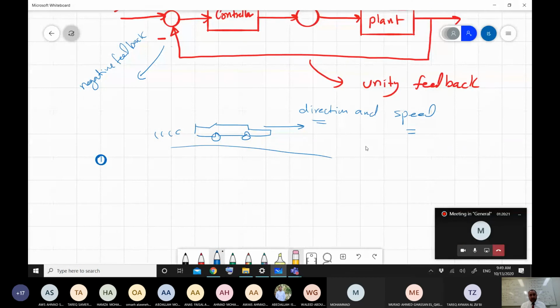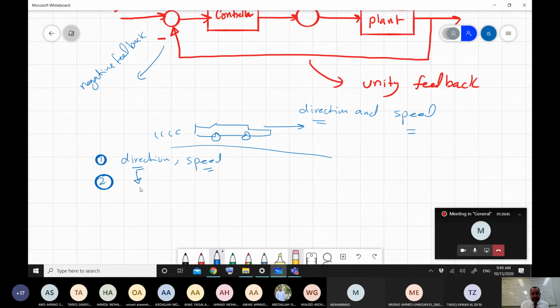So now, as process here, we have the direction and we have the speed. So this actually is a multi-variable process, correct? Because I'm controlling two things here. Now the actuator: how can I control the direction and how can I control the speed?